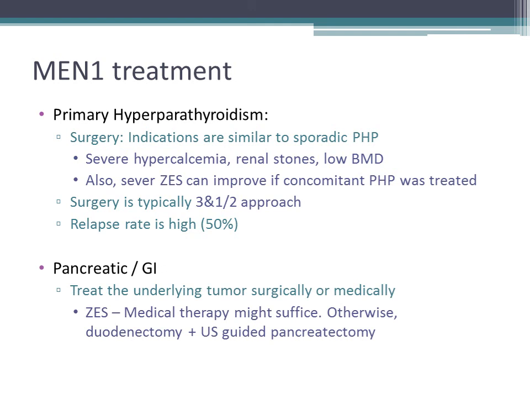How do you treat pancreatic and GI tumors? Also by resection. Okay, I think ZES is Zollinger-Ellison syndrome. So medical therapy might suffice in Zollinger-Ellison syndrome. Otherwise, duodenectomy and ultrasound-guided pancreatectomy can be done.